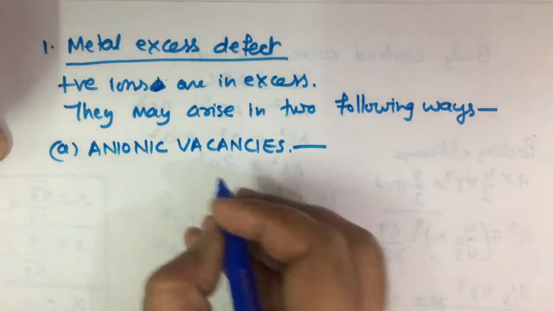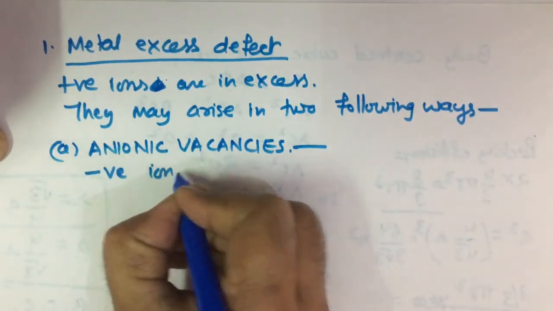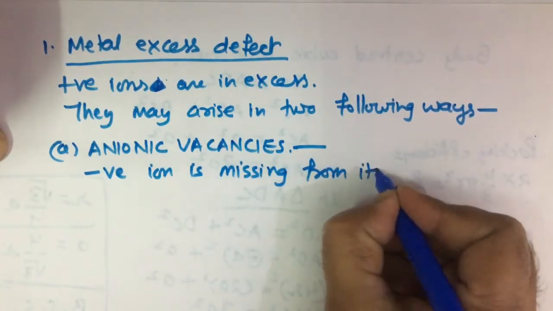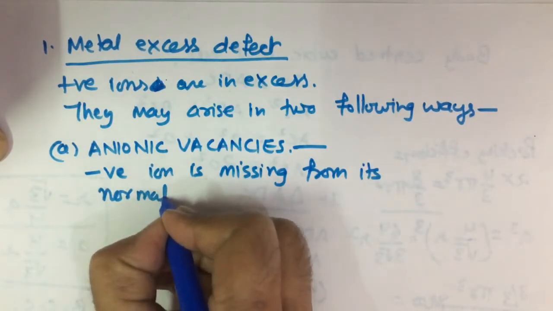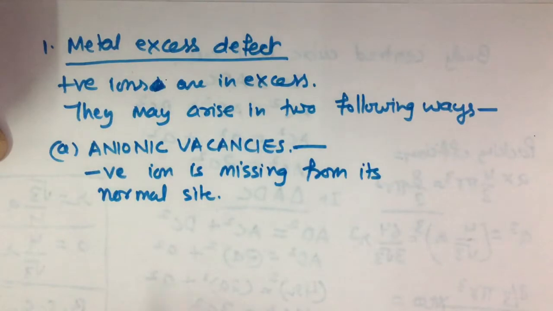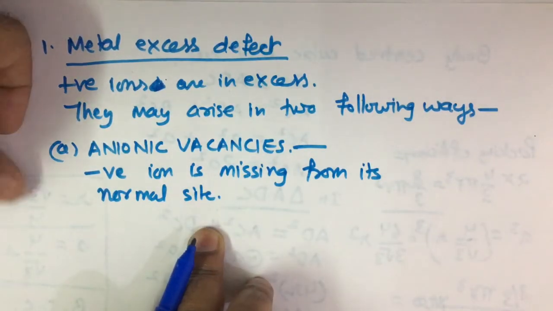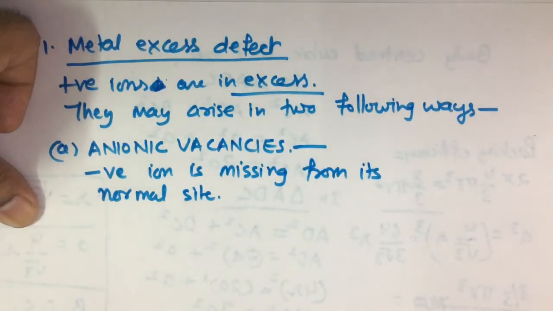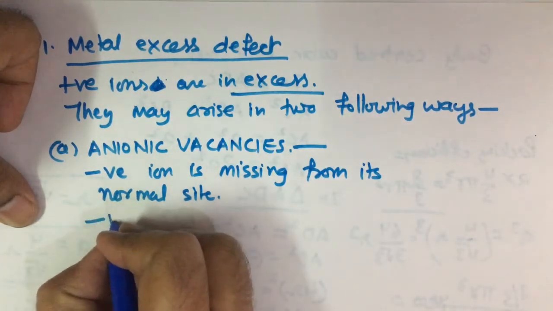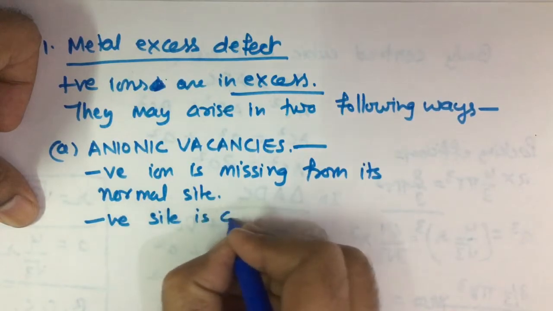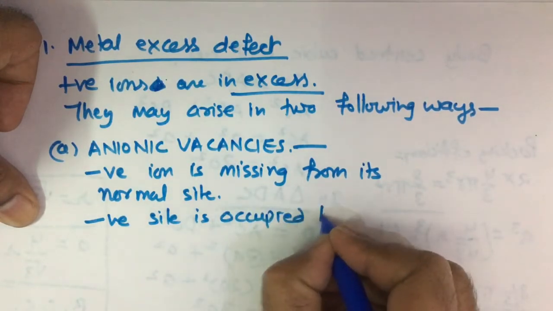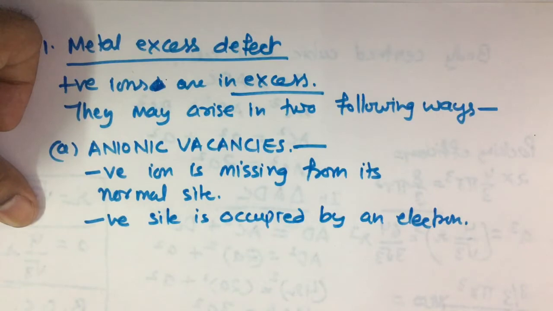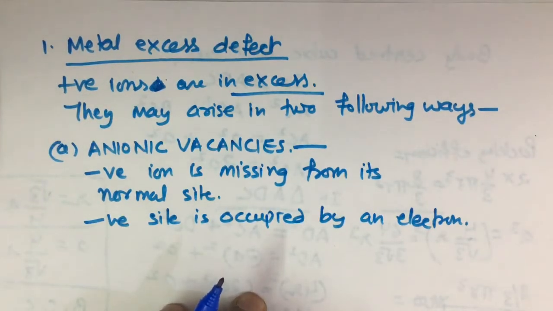Anionic vacancy means a negative ion is missing from its normal site, and if a negative ion is missing from its normal site, automatically the cation will be in excess, but the electrical neutrality is to be maintained, so that negative site is occupied by an electron, so that electron gets entrapped in the negative site.